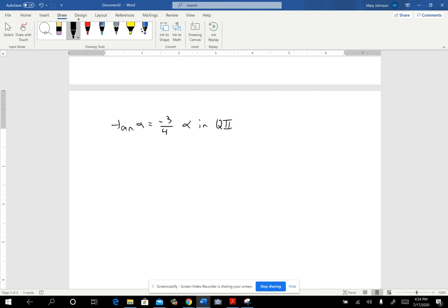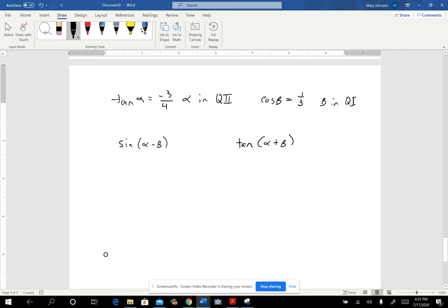And then let's suppose that cosine of beta equaled 1/3, and beta was in quadrant 1. And then let's suppose I wanted to know the sine of alpha minus beta. What if I needed the tangent of alpha plus beta? Let's try those two.